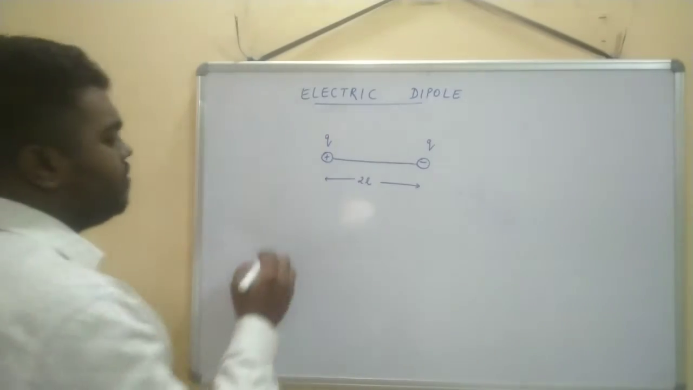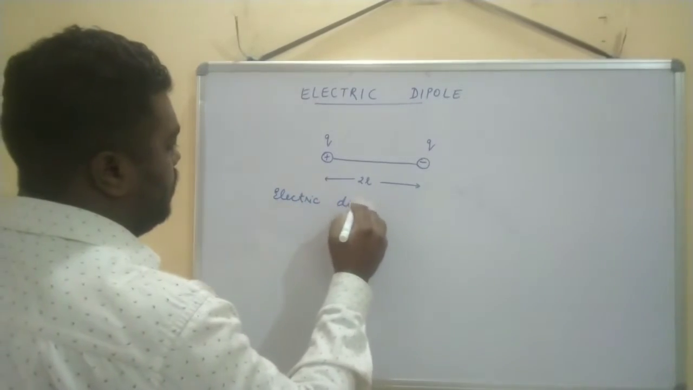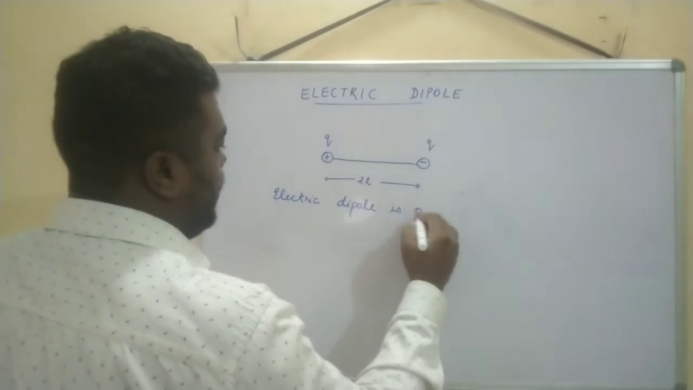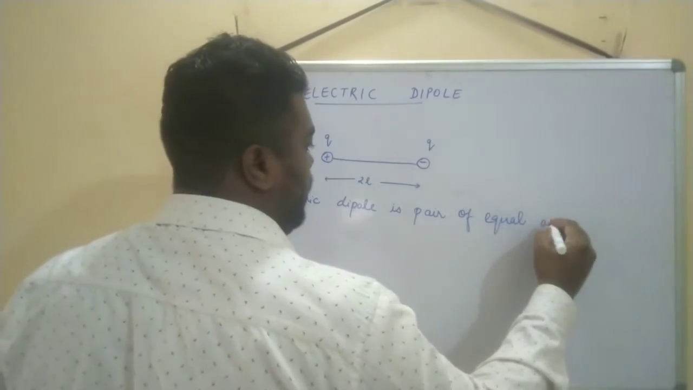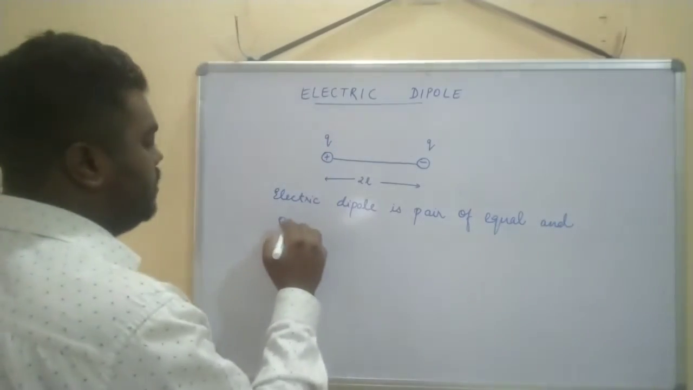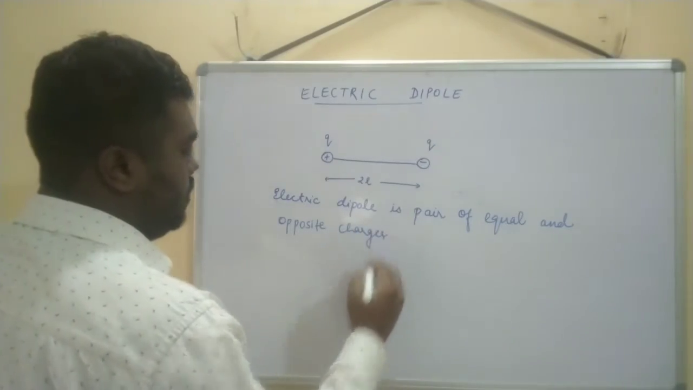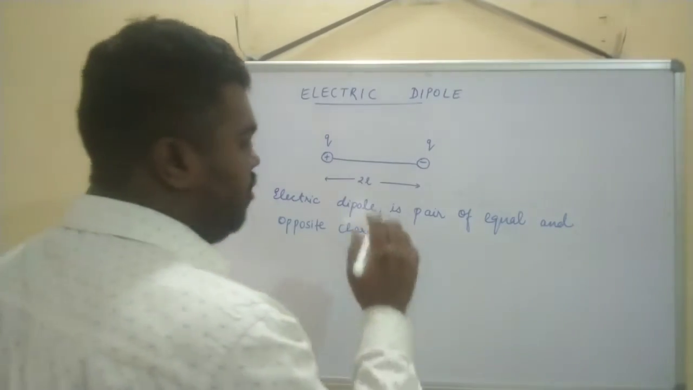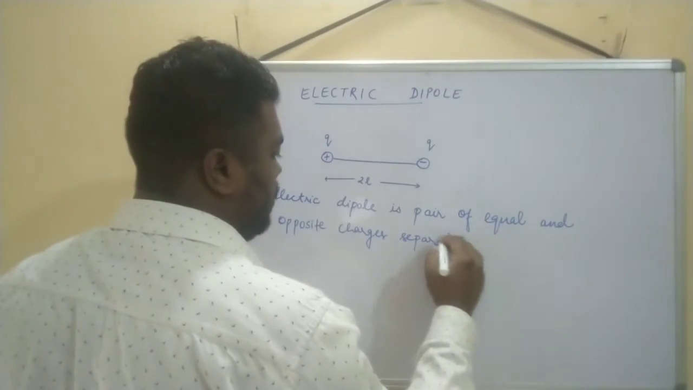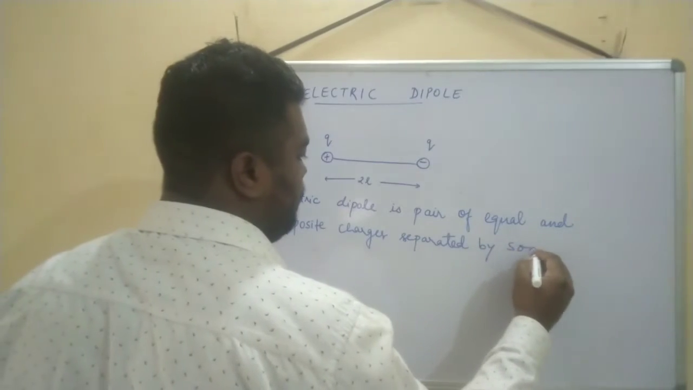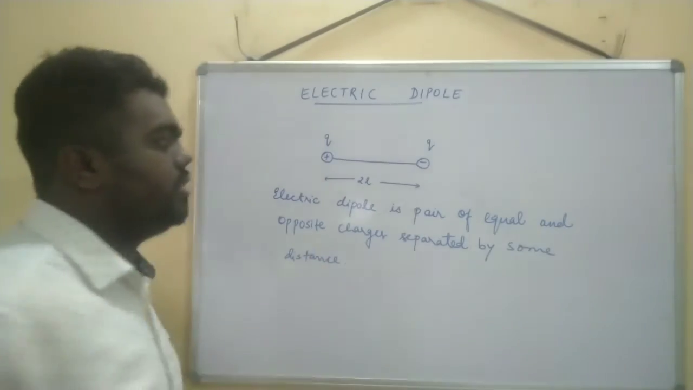So what is the definition? Electric dipole is a pair of equal and opposite charges separated by some distance. Okay, so this is electric dipole.